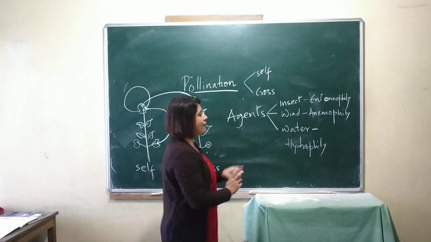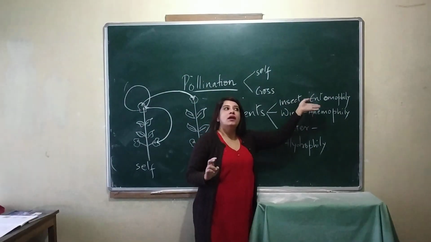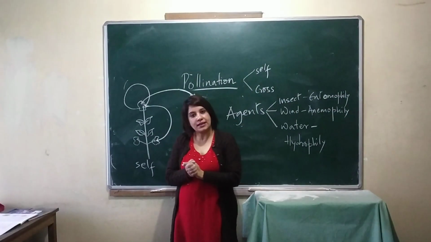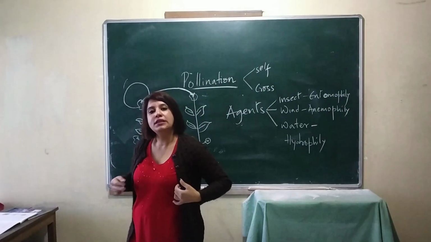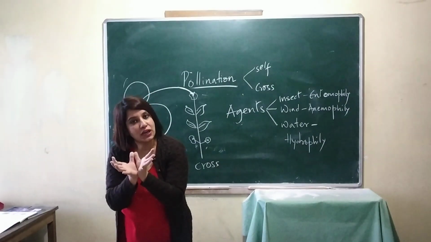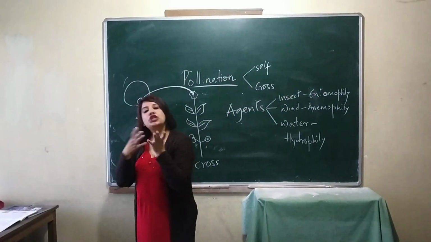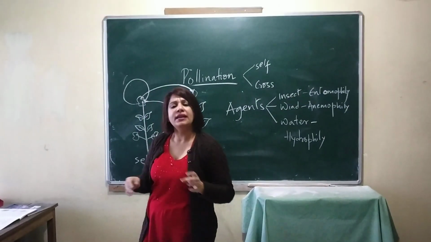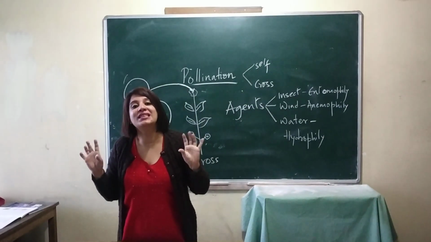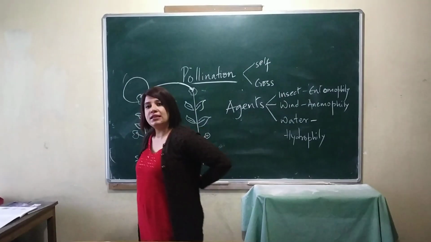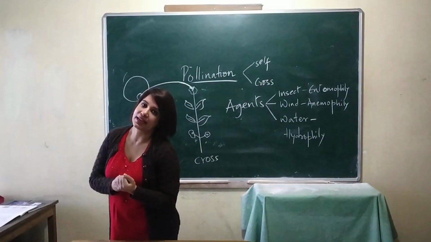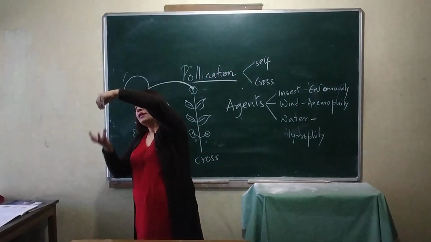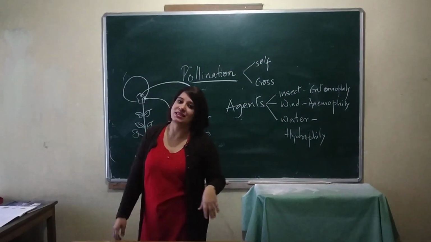Now, what are the characteristics of a flower which is to be pollinated by insects? Obviously, to attract insects, the flower should be large, showy, and colorful, and it should produce nectar. Then the pollen grains should be sticky so that they stick on the body of the insect. Now the insect will move from one flower to another flower. That means the stigma should also be sticky.